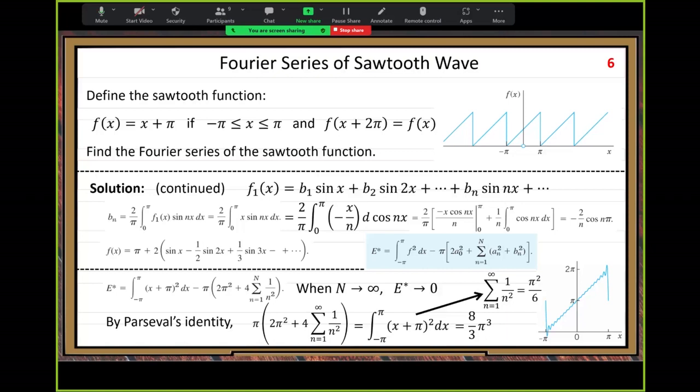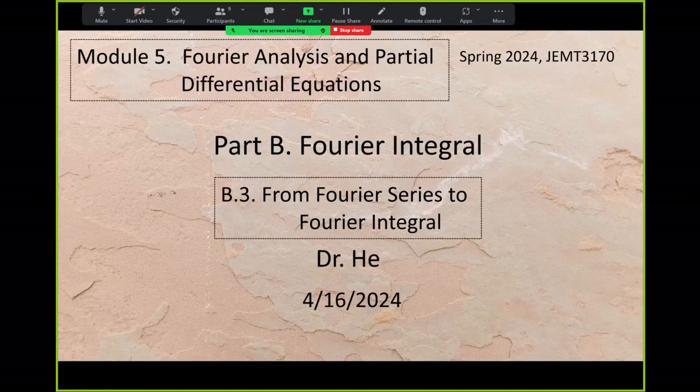So we finish this topic, the minimal error topic. Next is from Fourier series to Fourier integral. Because Fourier series has limitations. What limitation? Periodic function. We can only do Fourier series expansion on a periodic function. If it's not a periodic function, we cannot do it. That's one limitation.